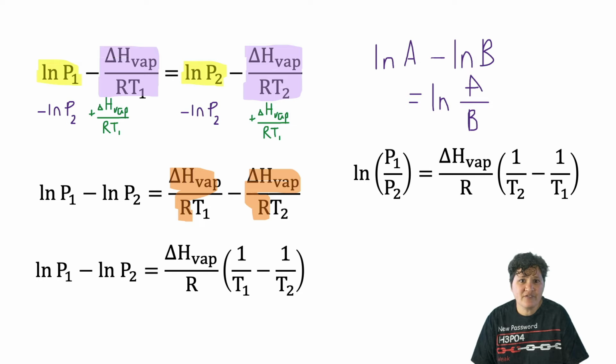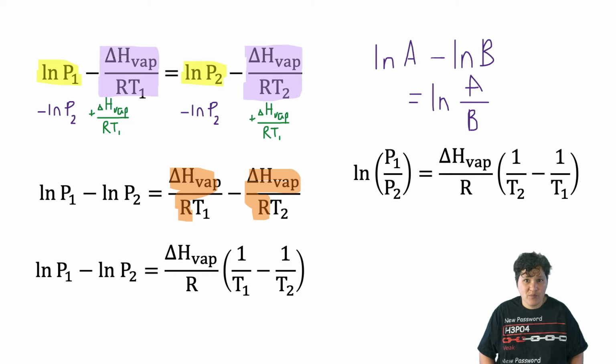So I just showed you how to find the two-point equation for Clausius-Clapeyron, but you could absolutely use the same trick to transform the normal Arrhenius equation into the two-point form.